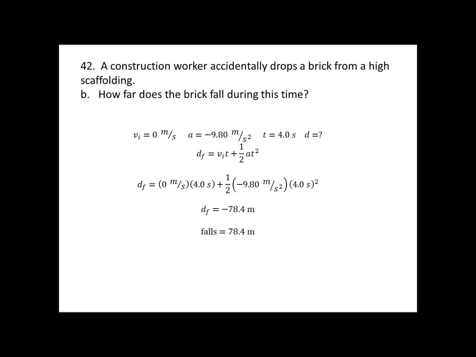Now, here's a bit of contention about this problem. When they ask how far, a lot of times they're asking distance instead of displacement, but they actually ask how far does the brick fall during this time. That kind of implies that negativeness to the displacement. So just to be safe, I'm going to say that it falls 78.4 meters. Then I'm taking care of whether it should be negative or not by using their own words.